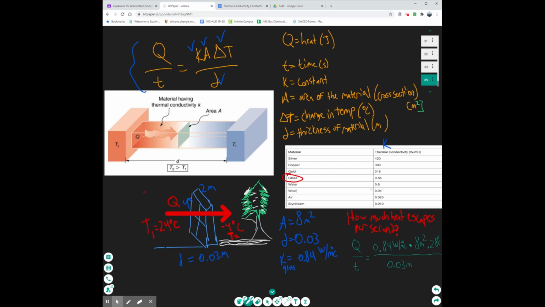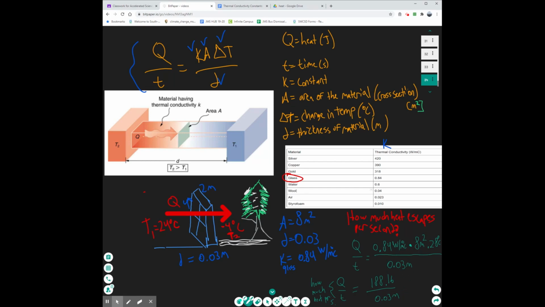So 0.84 times 8 times 28. Okay, so we've got 188.16, divided by 0.03 meters, is going to be equal to Q over T, which is, again, how much heat per second, right?